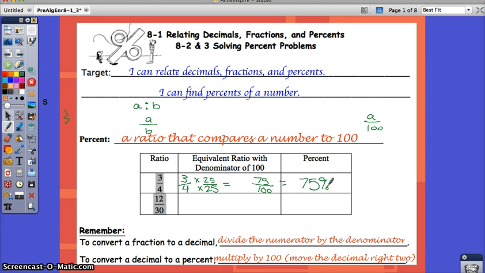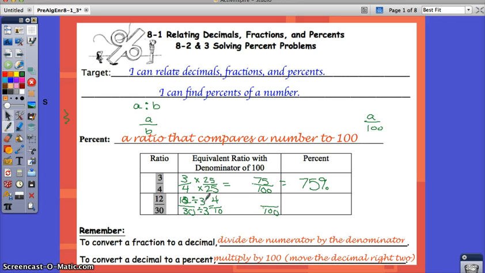Now sometimes it's not as easy to get a denominator of 100. When I think about 12 over 30, eventually I want to get to something out of 100. But with 30, I can't multiply by a whole number to get 100. Well, another thing you could do is reduce this fraction to get an equivalent ratio. 12 over 30, I can take out 3, and when I take out 3, I'm left with 4 over 10. Now that's not out of 100, but 4/10 I can easily get to 100.